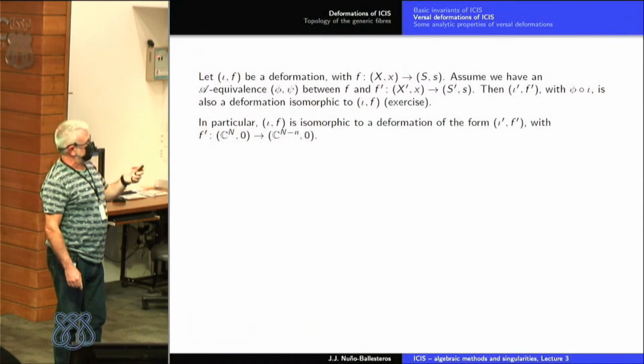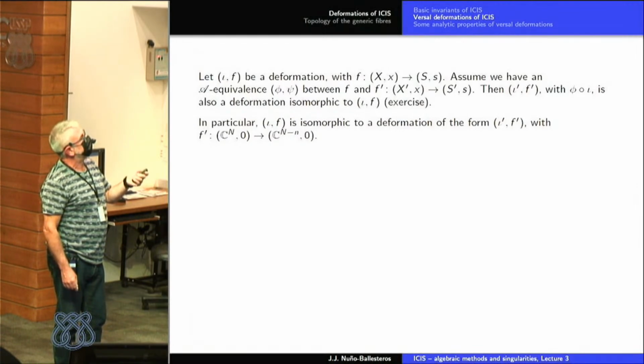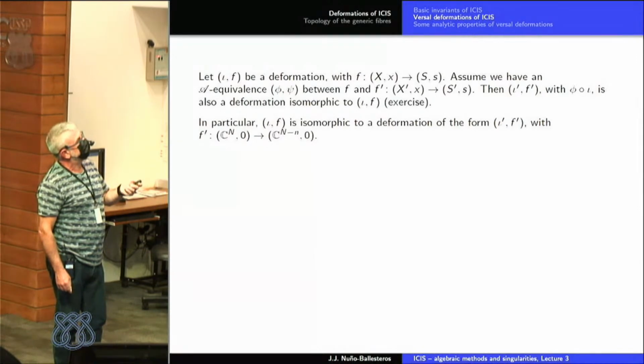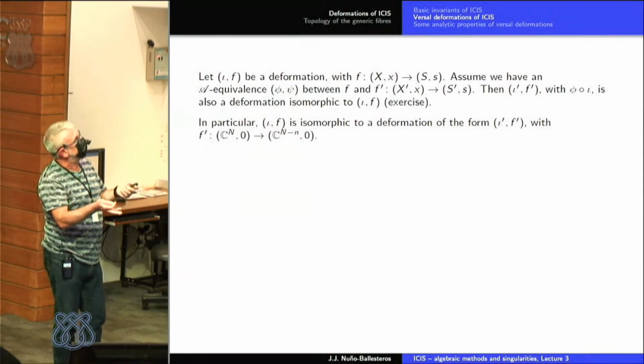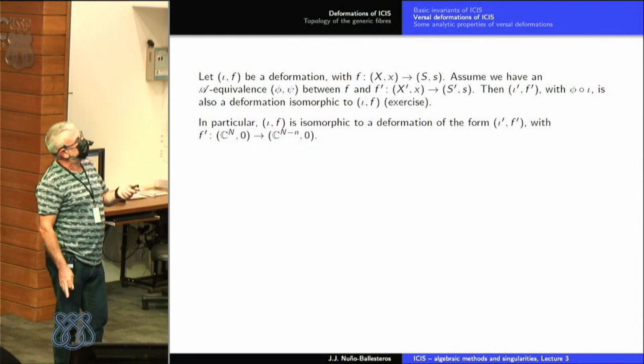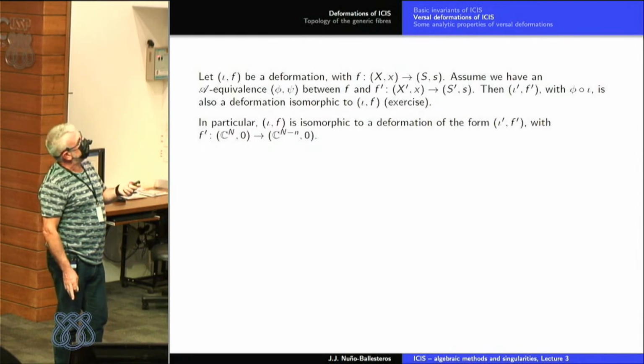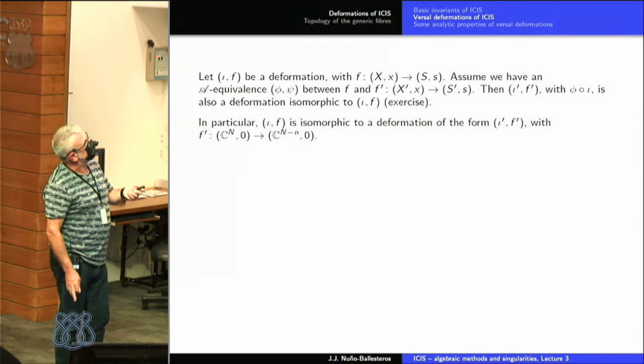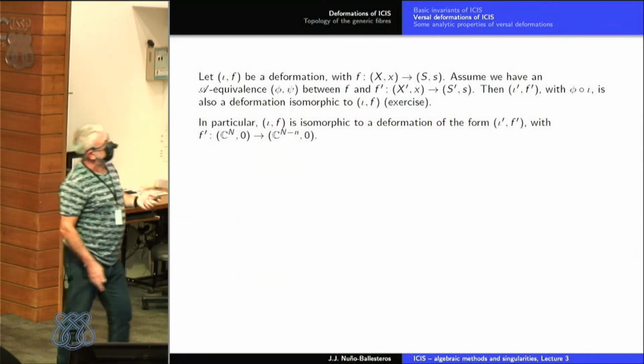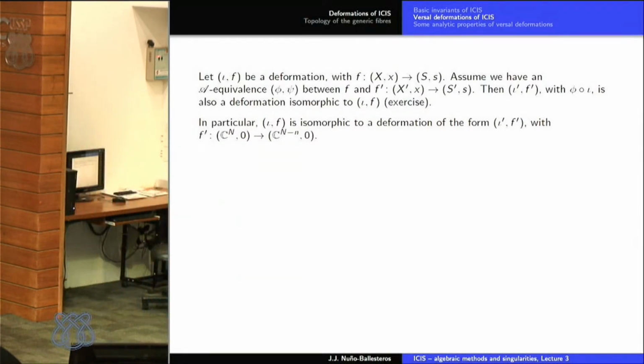Well, one thing is that if we have any deformation (ι, f), and we have an A-equivalence φ and ψ between f and another f′, then we can construct a new deformation (ι′, f′), where ι′ is, sorry, this is ι′, it should be here. It's a mistake.